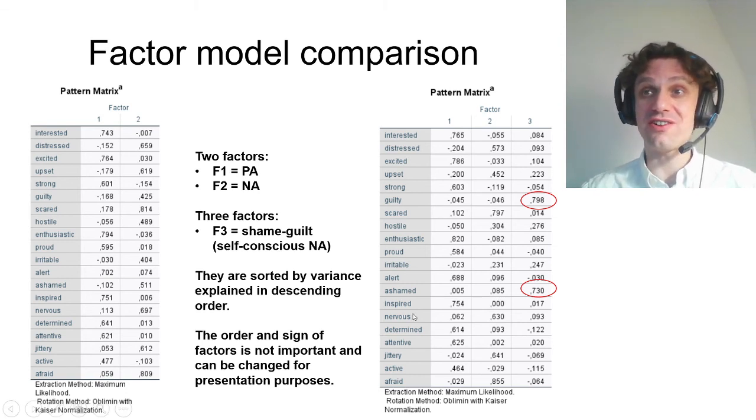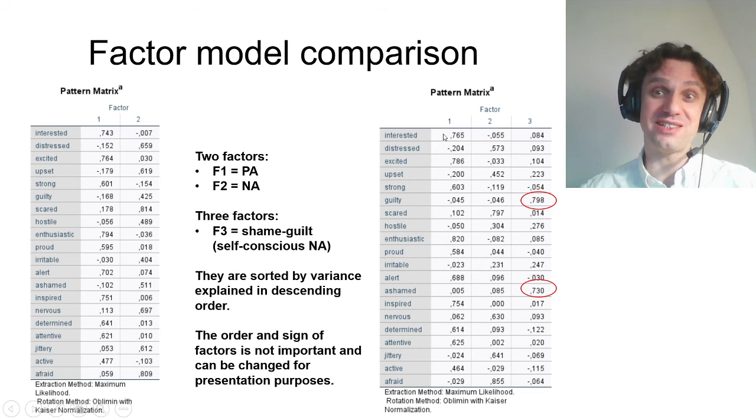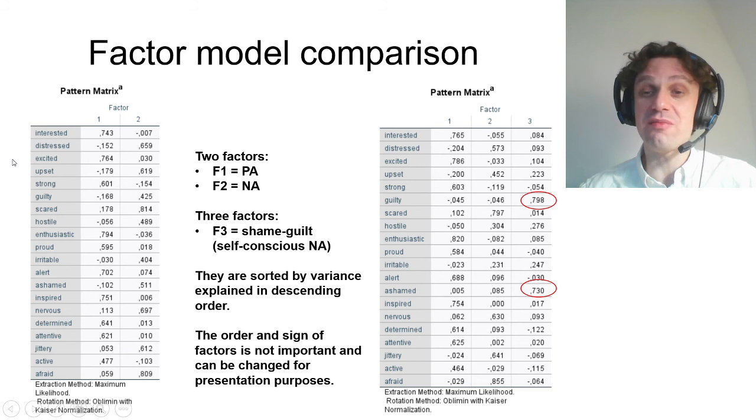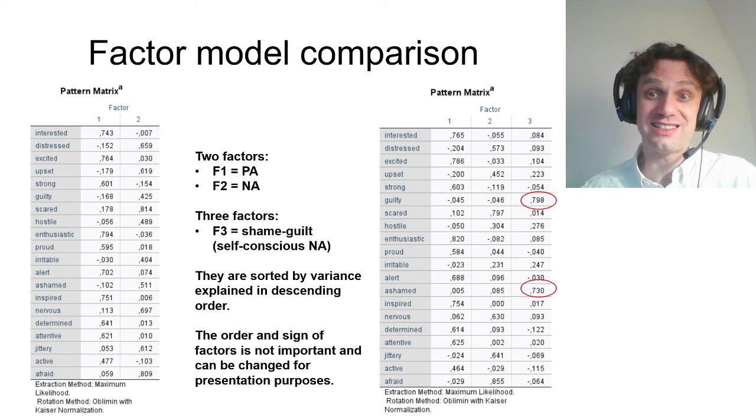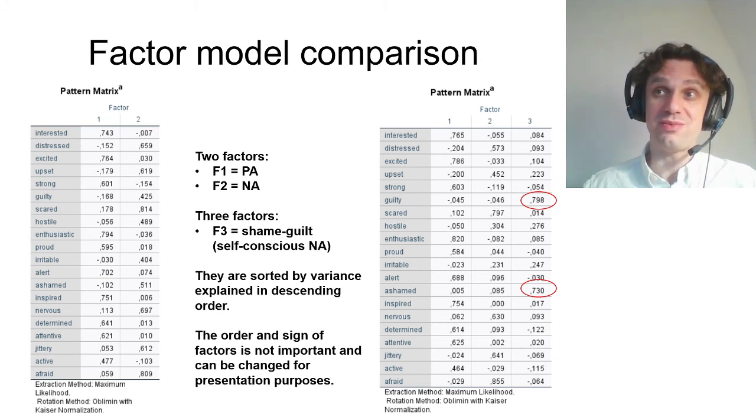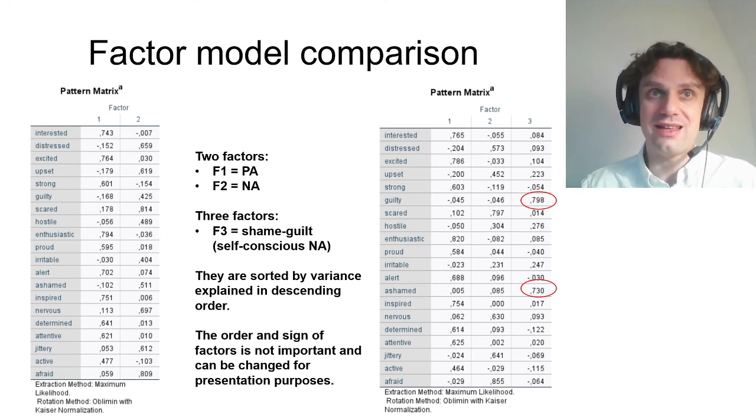And of course, the order of these factors is not so important, and even the sign of these factors. Some of these loadings are positive, some of these loadings are negative, but essentially this sign is completely arbitrary, and you can always flip it. So if your factor is in the opposite direction of what you want, you can just inverse all the signs of all the loadings, change plus to minus and minus to plus, because the model is mathematically equivalent. It's just a different rotation, and that's it.